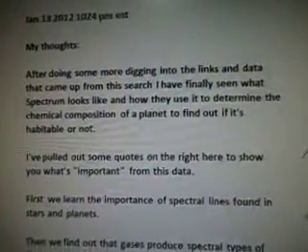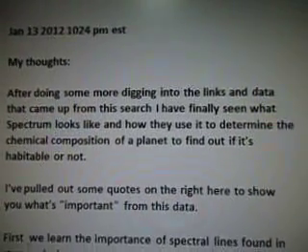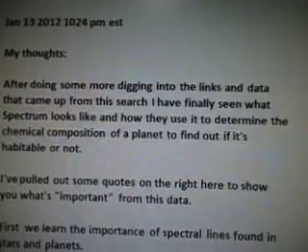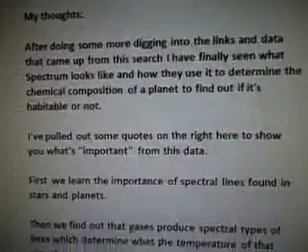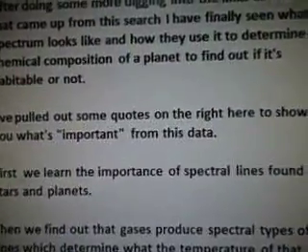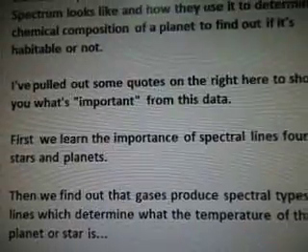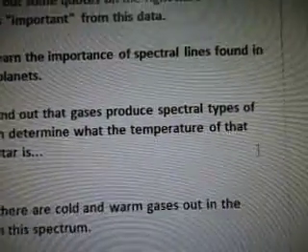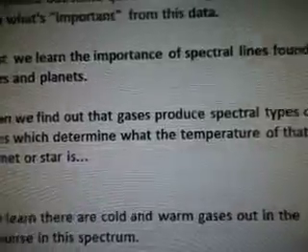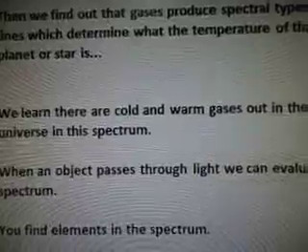After doing some more digging into the links and data that came up from this search, I have finally seen what spectrum looks like and how they use it to determine the chemical composition of a planet to find out if it's habitable or not. I've pulled out some quotes on the right here to show you what's important from this data. First, we learn the importance of spectral lines found in the stars and planets. Then we find out that gases produce spectral types of lines which determine what the temperature of that planet or star is. We learn there are cold and warm gases out in the universe in this spectrum.